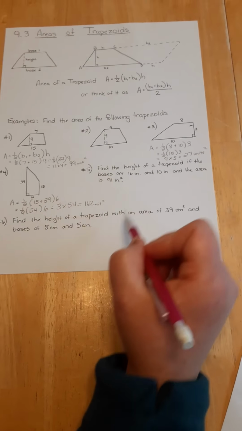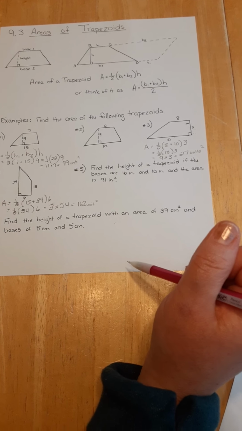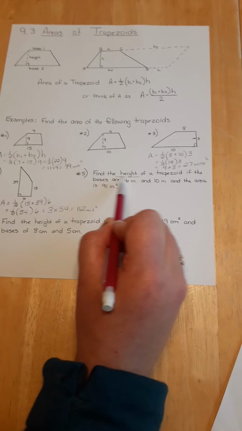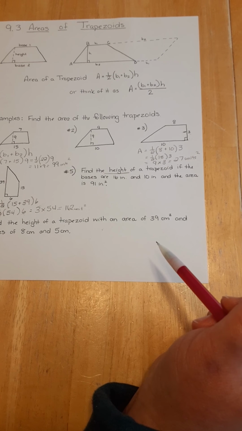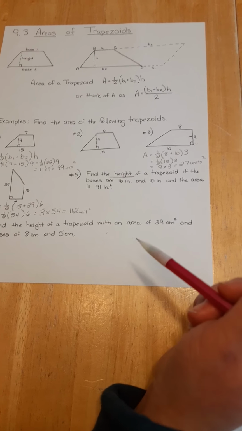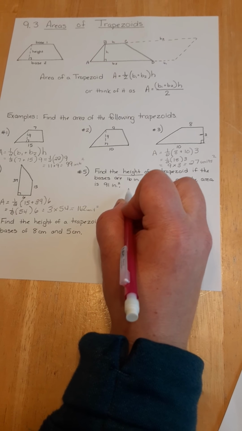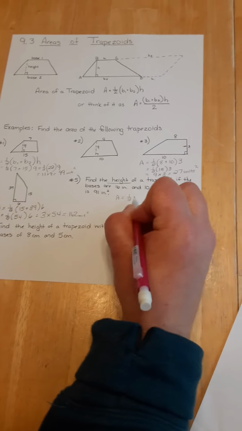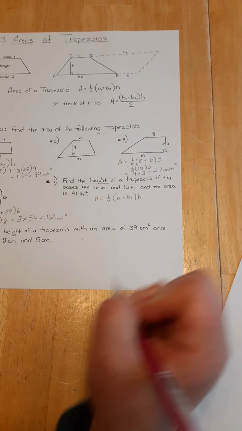Now, 5 and 6 here in our examples, which you'll see in your notes too, are a little bit different. They're not asking us to find the area. They're asking us to find the height. How do I find the height? We're going to use our equation again. Our equation tells us everything we need to know. So we're going to plug in the information. So again, our equation is area equals 1/2 base 1 plus base 2 times the height.